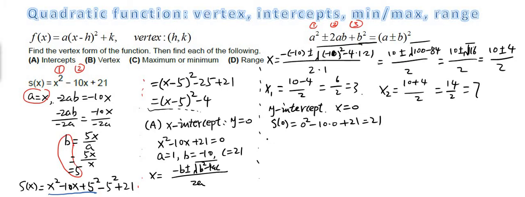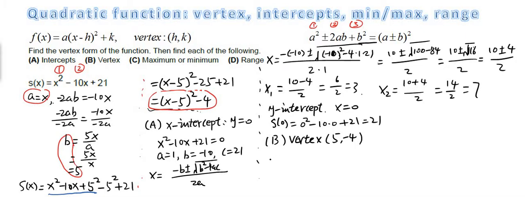Now let's try problem B. Problem B asks for the vertex. That means we need to compare the vertex form with the general form here. We can tell h equals 5, and k is negative 4, because we have plus negative 4, where the plus k is negative 4. So h is 5, k is negative 4.